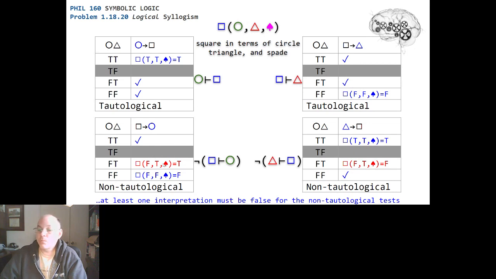And so we think now, because we have this additional term that we can play with, that we can set up a condition, a sentence for square that is able to be true in one case of circle and triangle being FT, but false in another case.